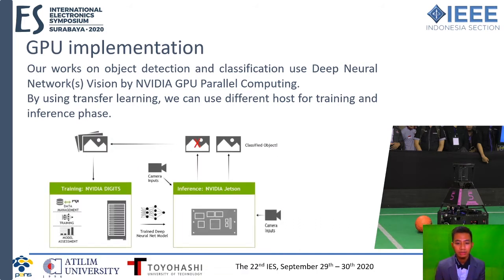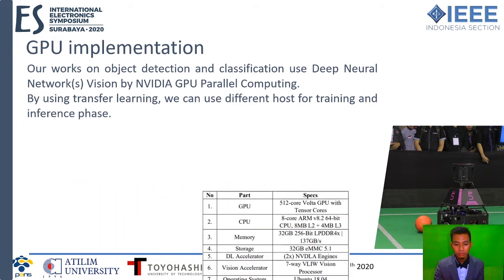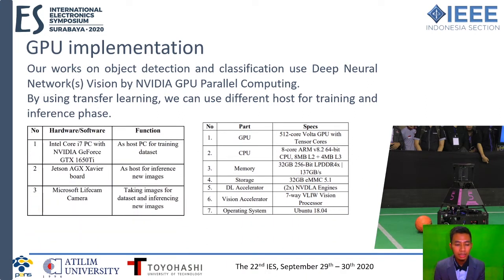This is the flow of the GPU implementation. There is camera input, and then this is the NVIDIA Jetson. And then this is the specification of the NVIDIA Jetson that we use.